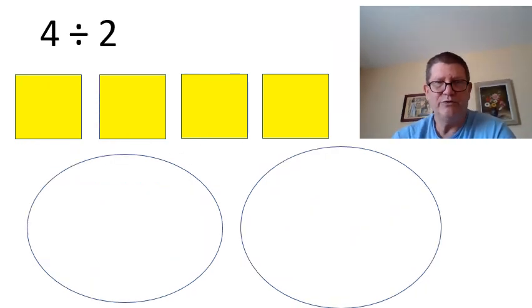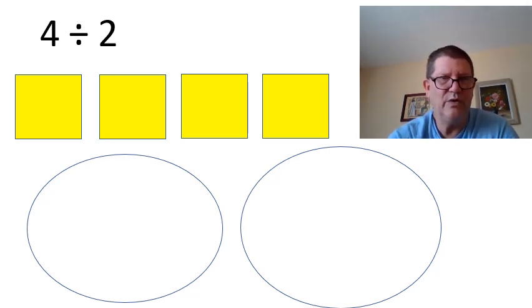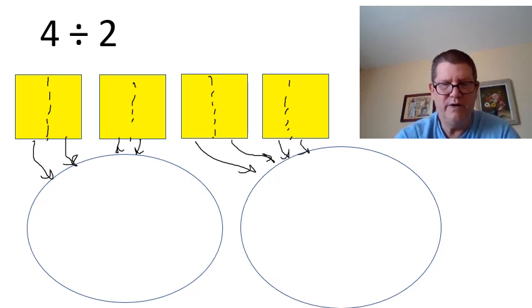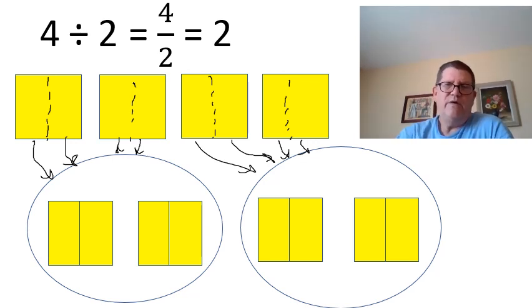Now 4 divided by 2. Well, keeping the same routine we're doing, I'm taking each whole and I'm dividing them into 2 parts. So now I can take these pieces over to each circle, and I can see that I actually have 4 halves in each circle. So 4 divided by 2 equals 4 halves, and 4 halves is equivalent to 2 wholes.